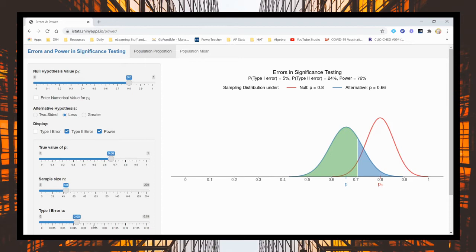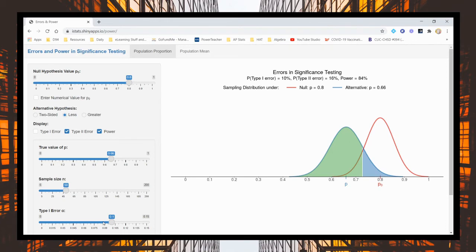Okay. Now, what happens if I mess with the alpha level? If I make it 10%, what happens to my power? It goes up. Now, what's the downside? If the alternative hypothesis is true, by increasing the alpha value, we're going to be more likely to reject the null hypothesis. That makes sense. So if we're rejecting the null hypothesis, we're more likely to do the right thing, so our probability goes up.